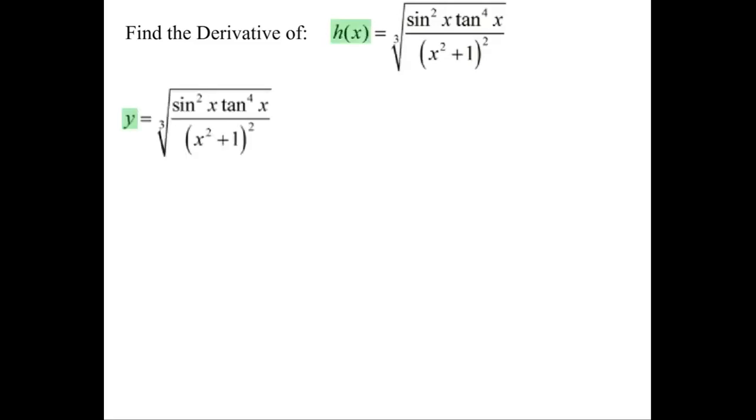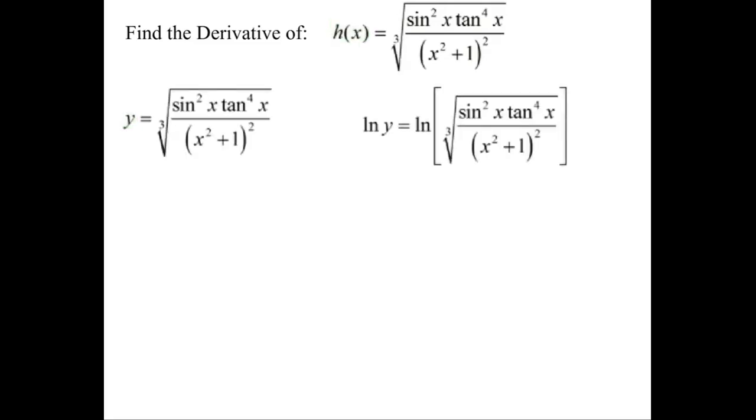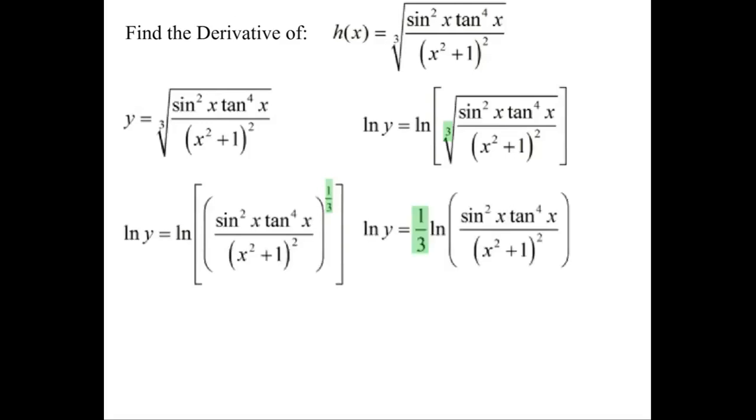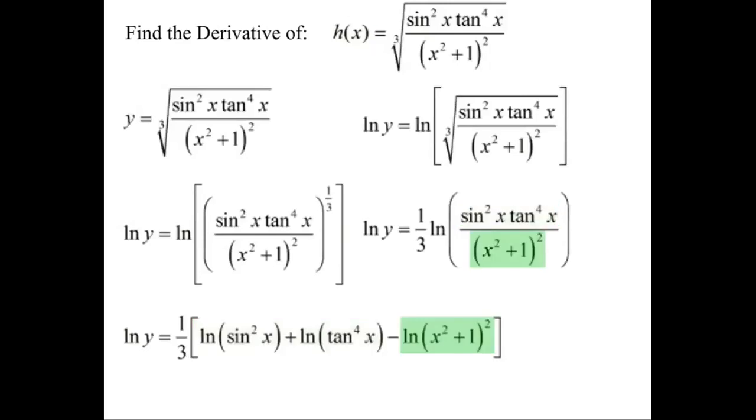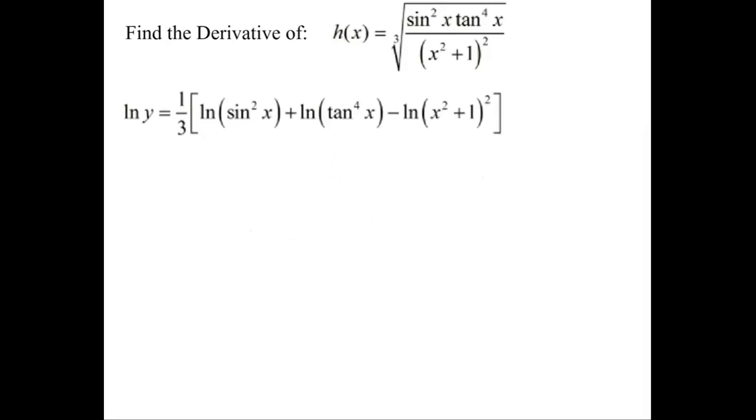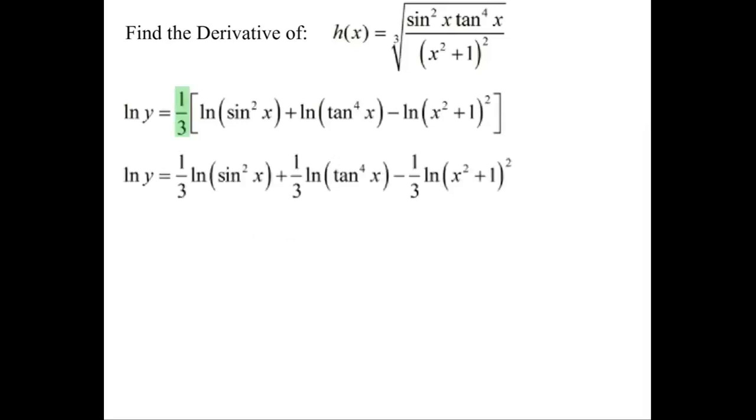And then we take the natural logarithm of both sides. We rewrite the cube root as a fraction of power, and then we use the property of logarithms to bring down the 1/3. And then here, what we do is we use the property of logarithms to rewrite the product into a sum and the quotient into a difference. Doing so gives us the following expression. Then here we distribute the 1/3 to all 3 terms. So we have the following.